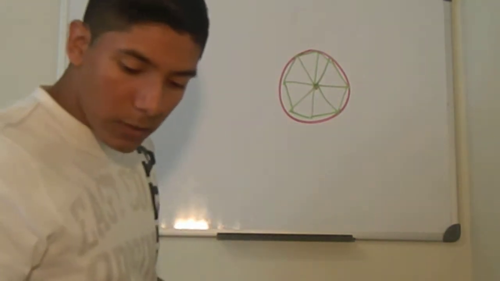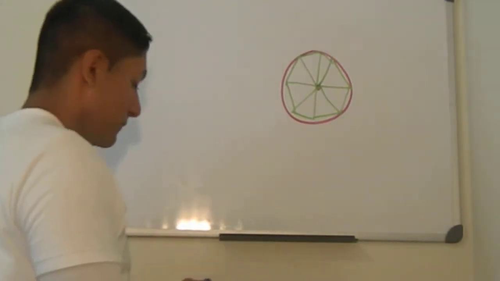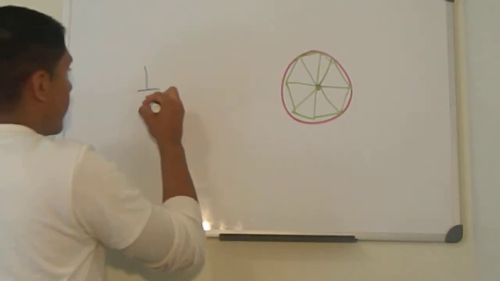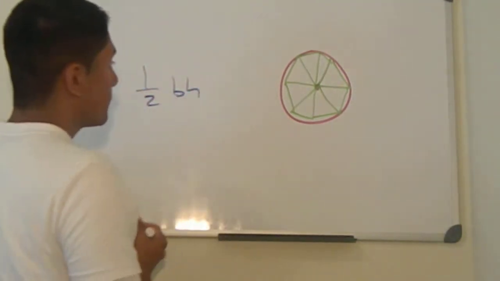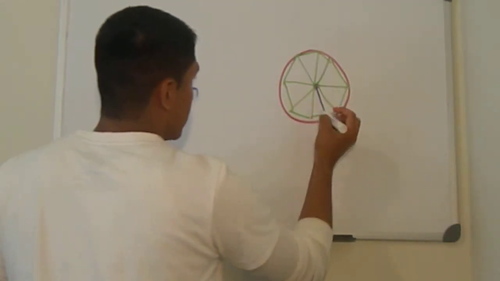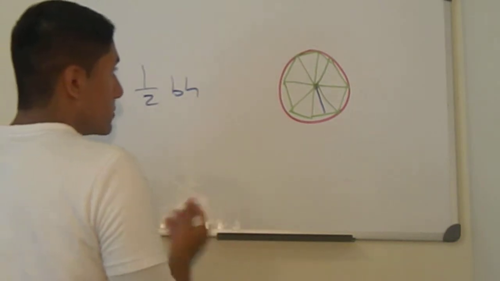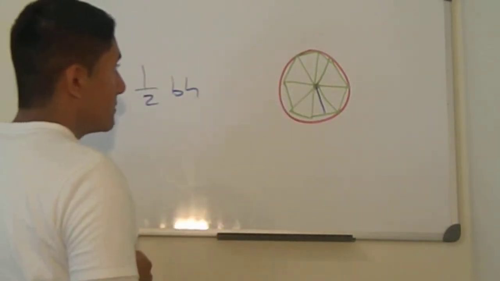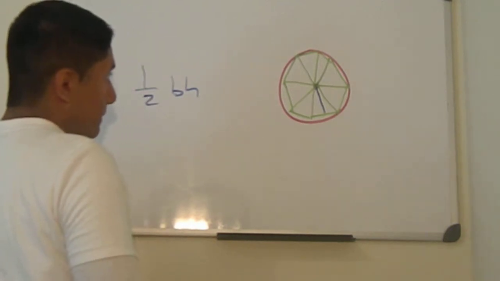And we all know that the area of a triangle is simply 1/2 the base times the height. This being the height. So if we add all of these up, then we get a rough approximation of the area of a circle.